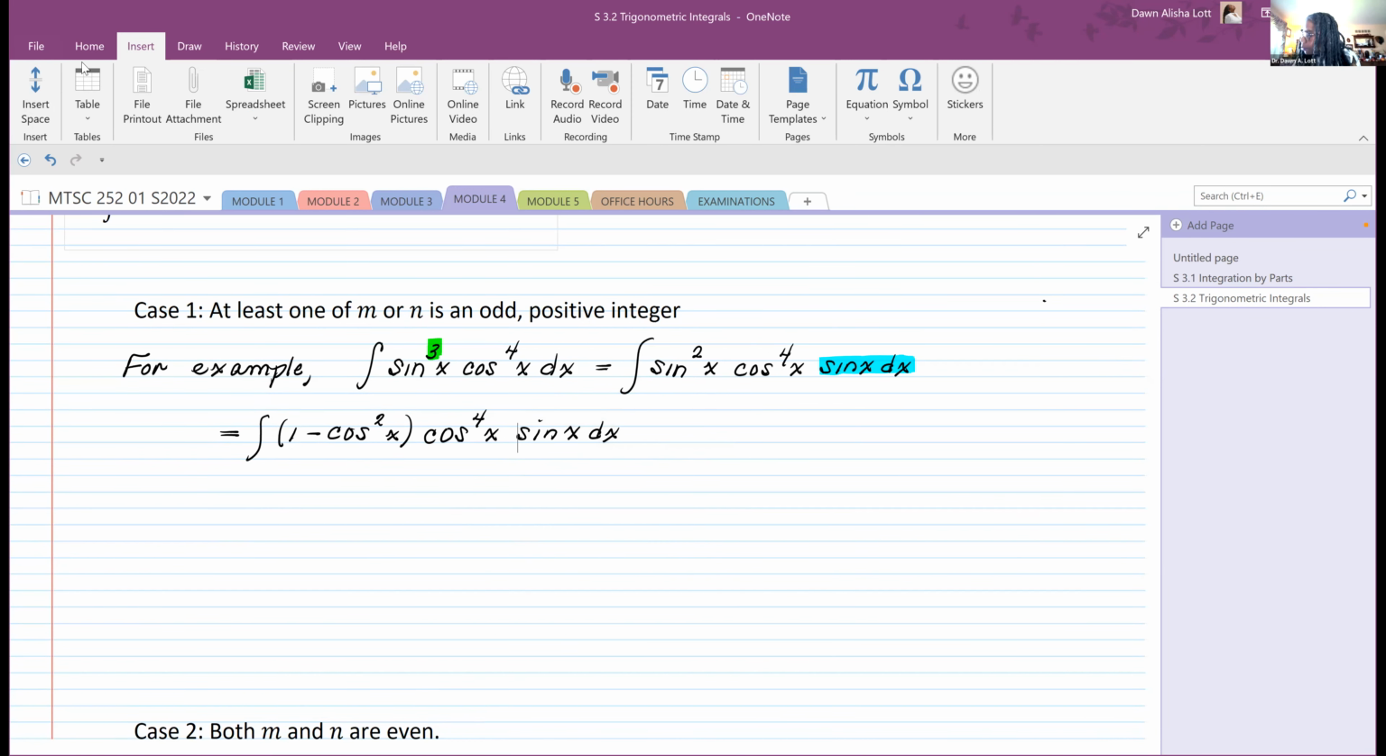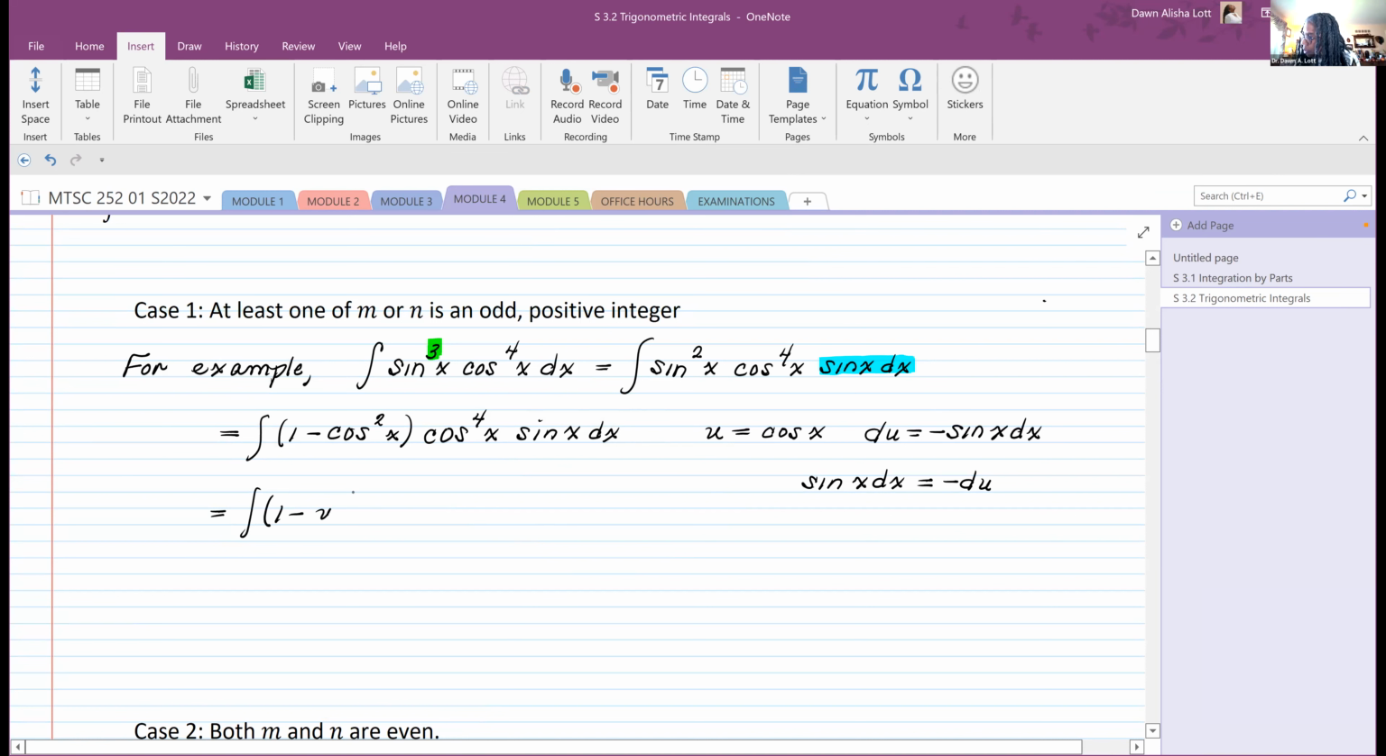Okay, so then I'm going to let u equal cosine x, du will be negative sine of x dx, and then the sine of x dx will be negative du. So this now becomes the integral of 1 minus u squared times u to the fourth times negative du. It's just that simple. So this is the integral of u to the sixth minus u to the fourth du.